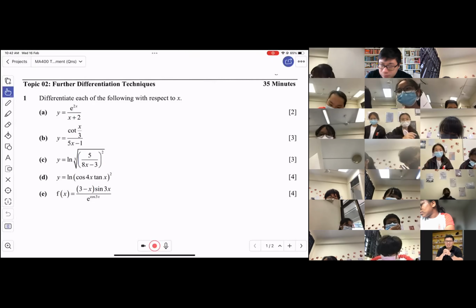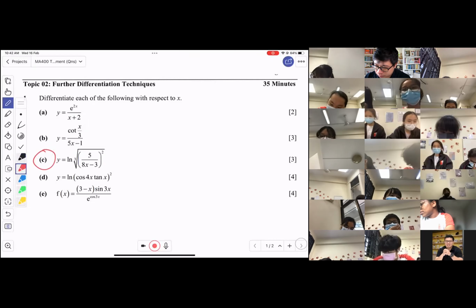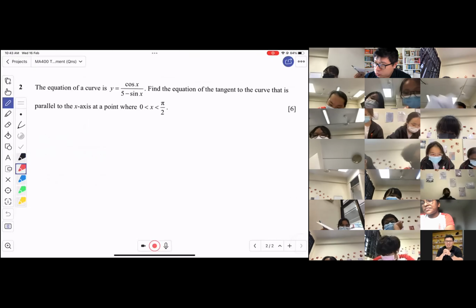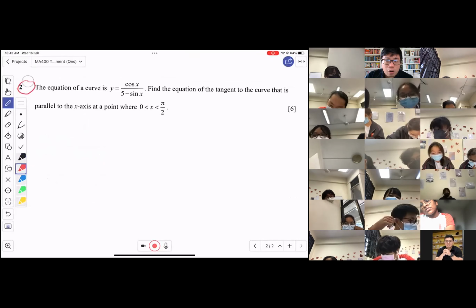Can you go through part C? Okay. Any more? Question 2. Do I go through question 2 also? I think should lah.